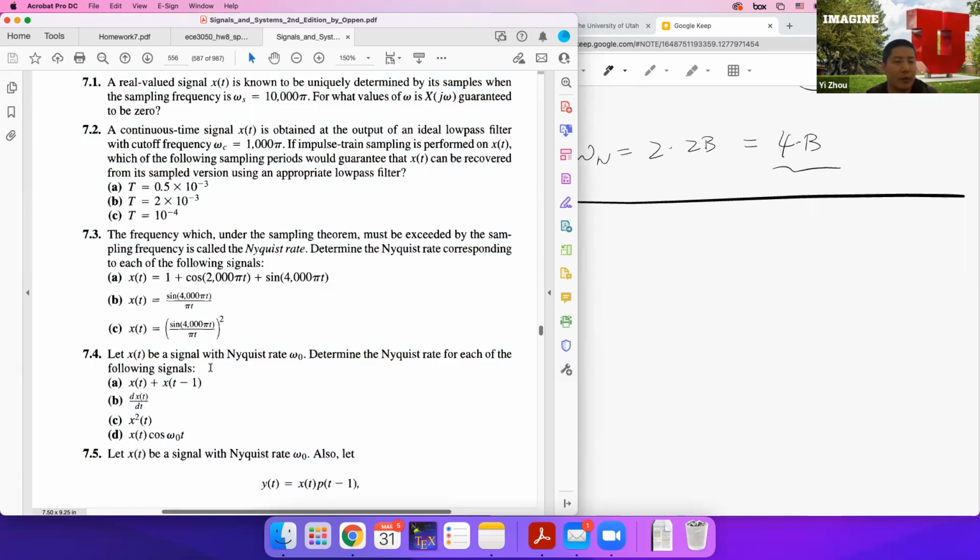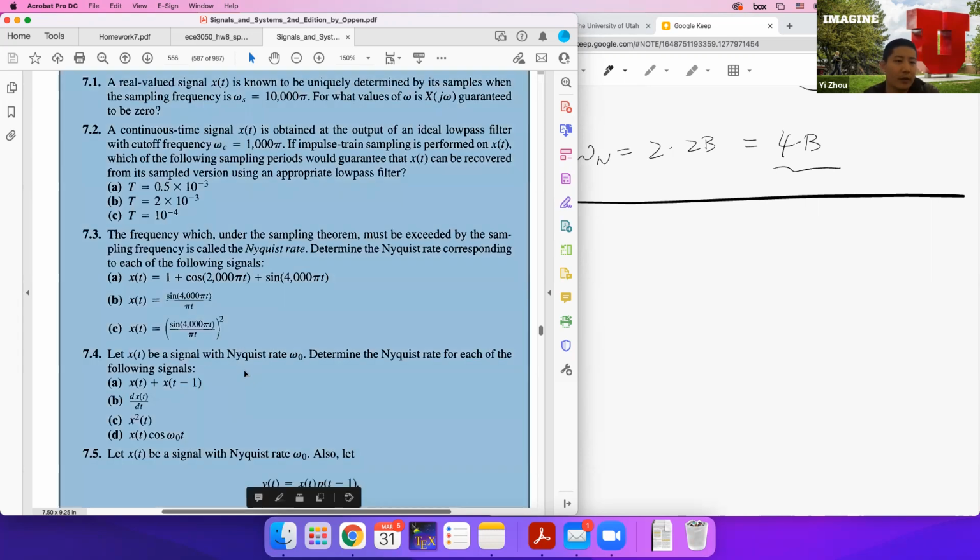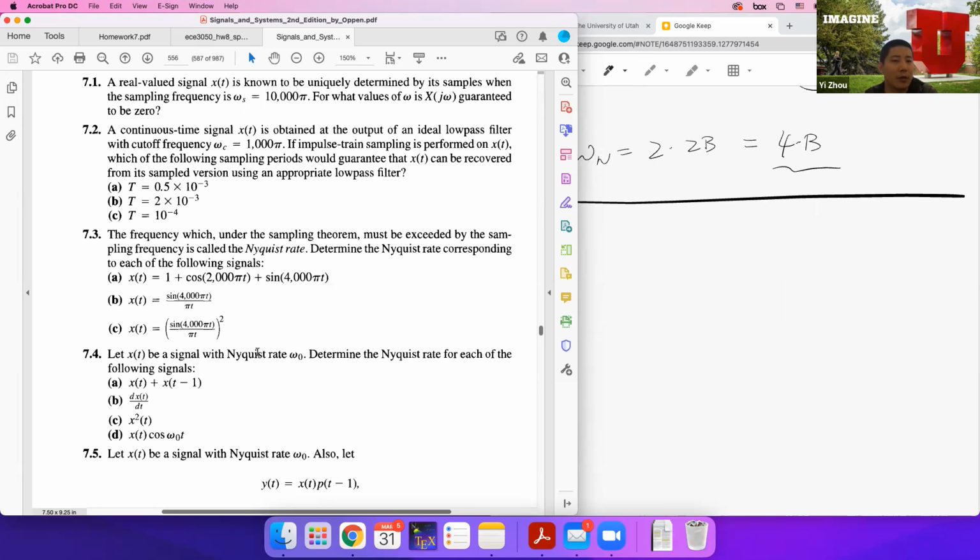We need to determine, given that x(t) has a Nyquist rate omega naught, the Nyquist rate for the following signals. Because the Nyquist rate is only related to the bandwidth, all you have to consider is the bandwidth of these signals. So A, B, C, D, these signals are generated by the original signal x(t) by following certain operations. So you need to discuss how these operations affect the bandwidth of the spectrum.